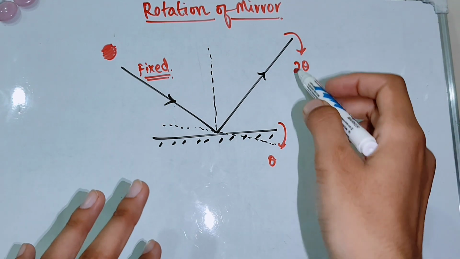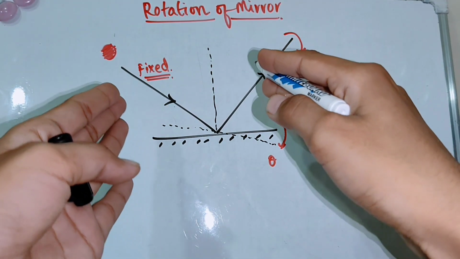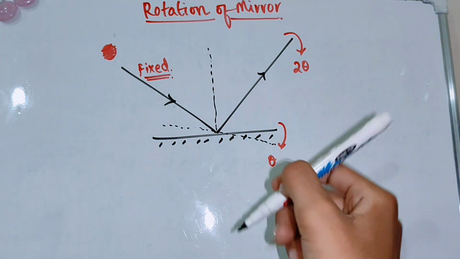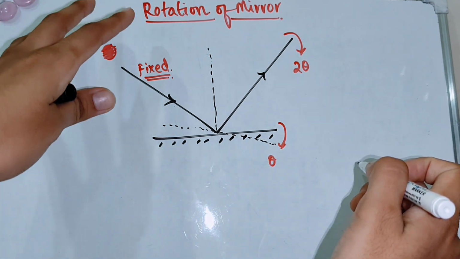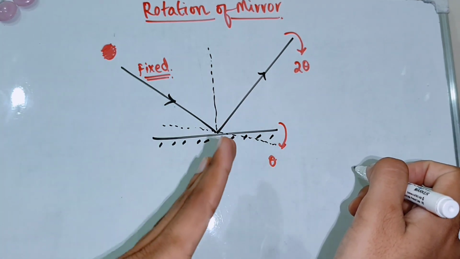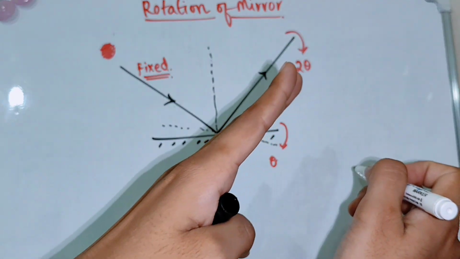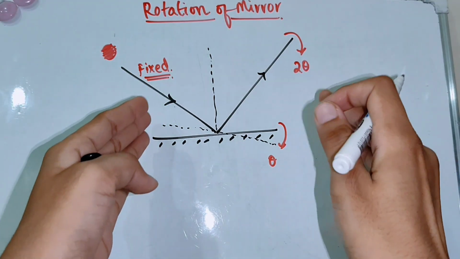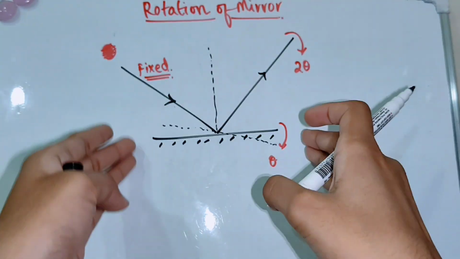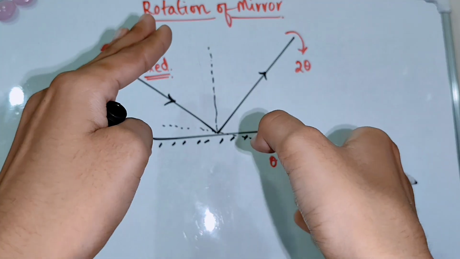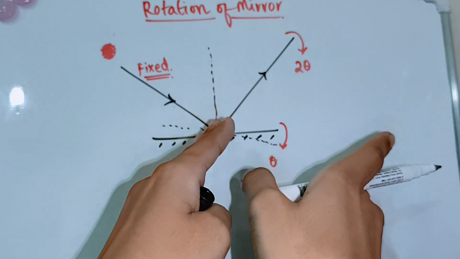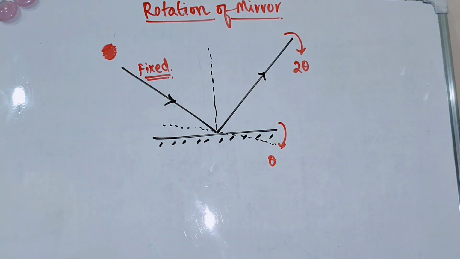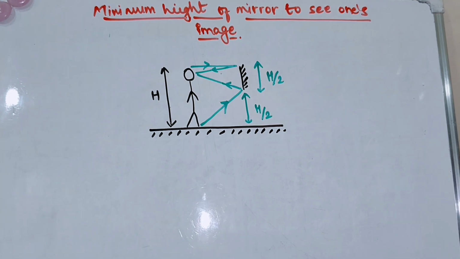What will happen is that the reflected ray will get tilted at 2 theta, which means that when the plane was horizontal and the object was kept over here, there was an incident light which came and it went like this. When I tilt this plane surface, when I tilt this mirror itself at an angle of theta, the reflected ray gets tilted by 2 theta. That's all.